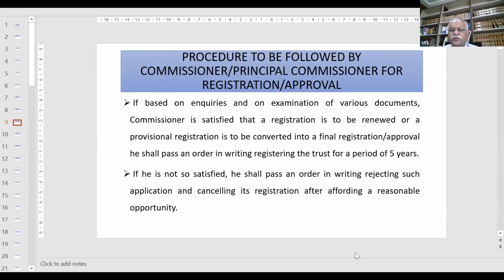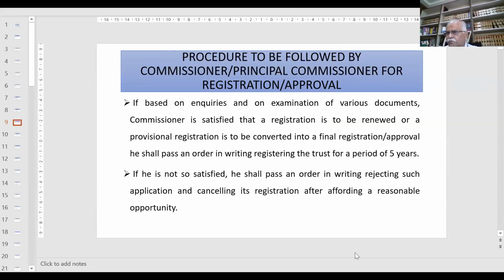Why should he cancel if he is not renewing, just because he is not renewing your application for registration? There could be a couple of reasons. One is that you are not a genuine trust and he has come across some material which proves that fact, and it has happened earlier. Or in the case of a provisional registration being converted into final registration, he feels that you are not entitled to that and therefore the provisional registration gets cancelled. So these are the possibilities.